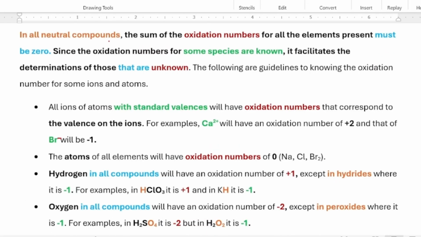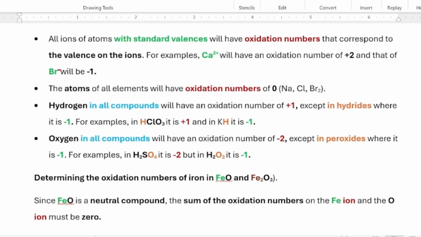In all neutral compounds, the sum of the oxidation numbers for all elements present must be 0. Since the oxidation numbers for some species are known, it facilitates the determination of those that are unknown. The following are guidelines to knowing the oxidation numbers for some ions and atoms. All ions of atoms with standard valencies will have oxidation numbers that correspond to the valence on the ions.